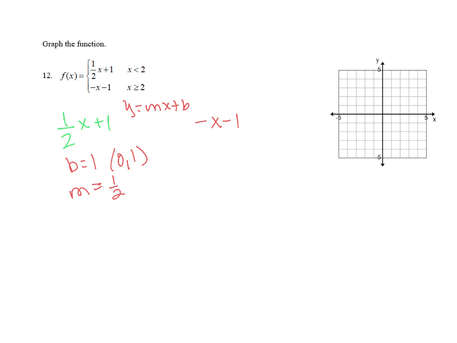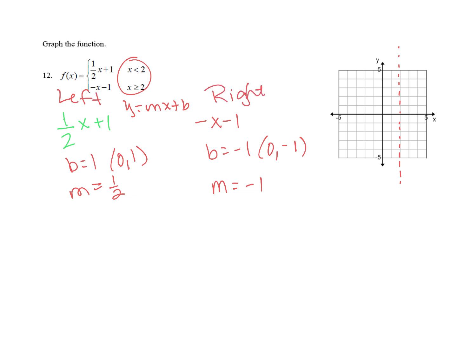On this equation, I have a y-intercept of negative 1, so 0, negative 1 is a point, and a slope of negative 1. But notice where my domain is. My domain is at 2, so my graph is splitting right here at positive 2. I'm going to graph this one on the left of that dotted line, where x is less than 2. I'm going to graph this one on the right. Now, you may think, well, my y-axis is not available for this point. Well, there's a couple of options you have.